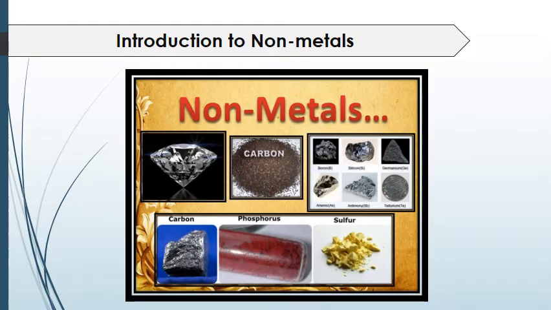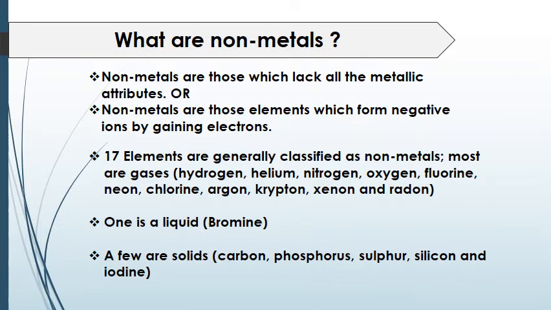First, introduction to non-metals. Here you can see we have a picture showing different non-metals. What are non-metals? Non-metals are those which lack all metallic attributes, meaning they do not show any metallic property. Or we can say non-metals are those elements which form negative ions by gaining electrons, because when non-metals gain electrons, they form negative ions.